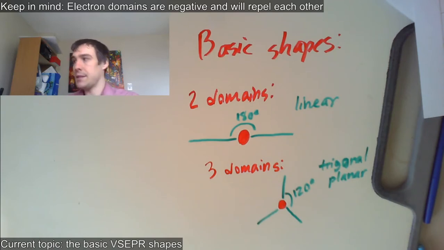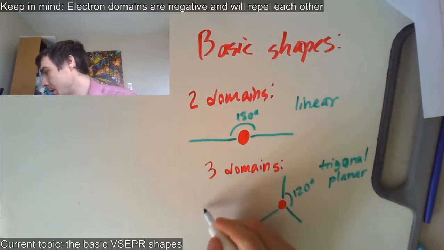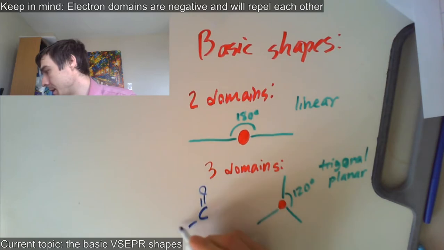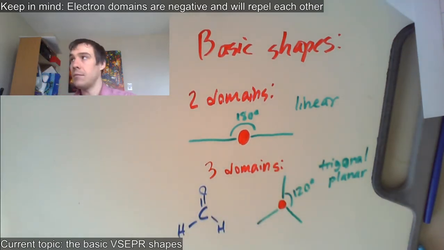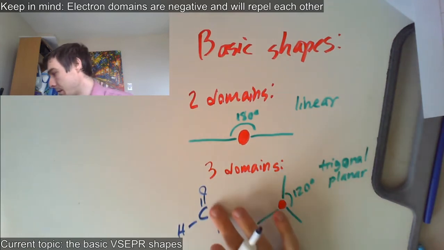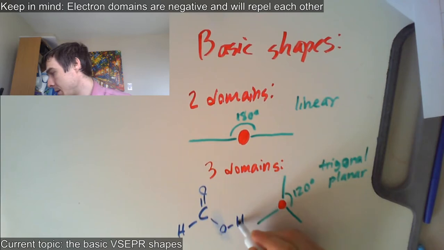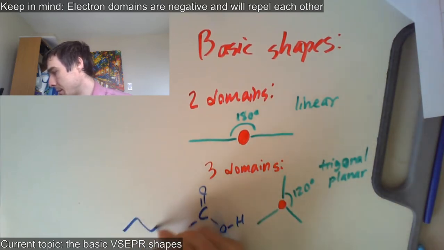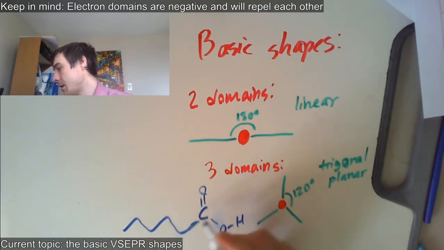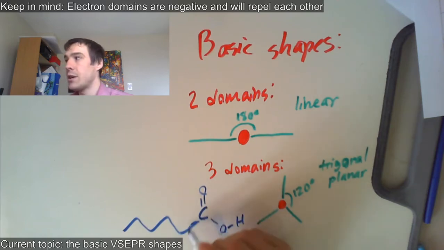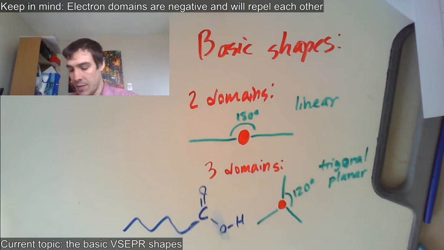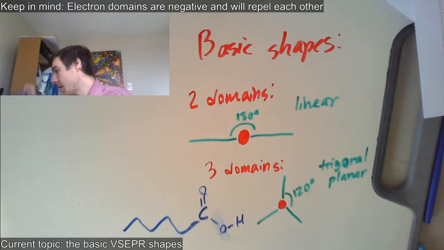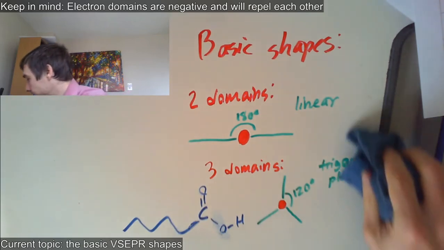There are various examples of trigonal planar molecules. A good example of this might be formaldehyde, 3 domains, planar. Or if you remember in chemistry or in biology, you might have something like a carboxylic acid. The carboxylic acid part has a trigonal planar shape because there's 1, 2, 3 domains. 3 domains. So that's trigonal planar.